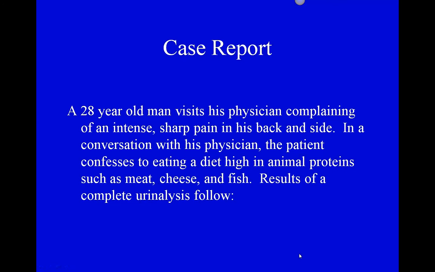So let's do a case study then. Here's a man who visits his physician. You can see his complaint. In his back and his side, he has sharp, sharp pain. He does say that he ate a lot of animal proteins: meat, cheese, fish.